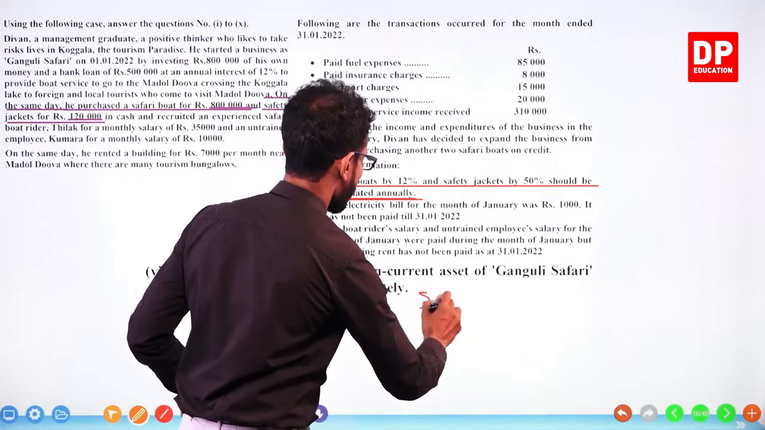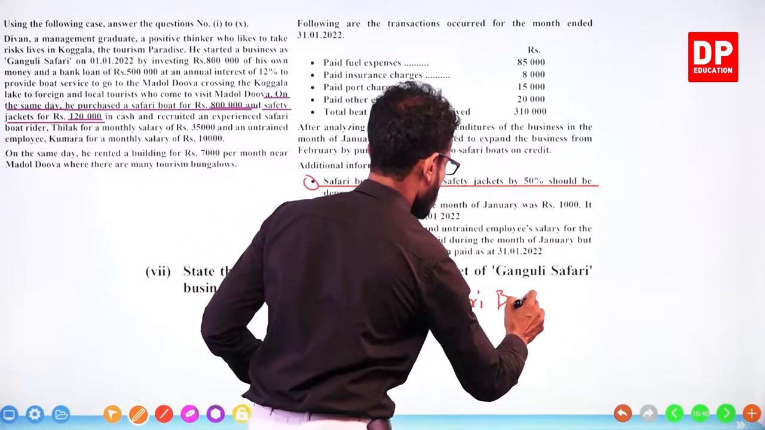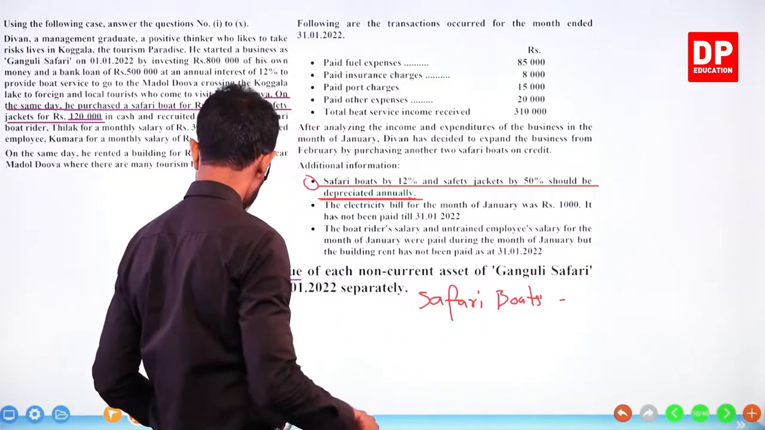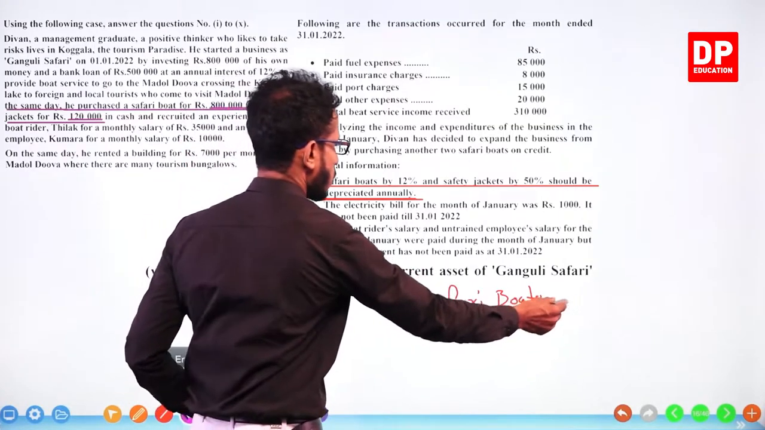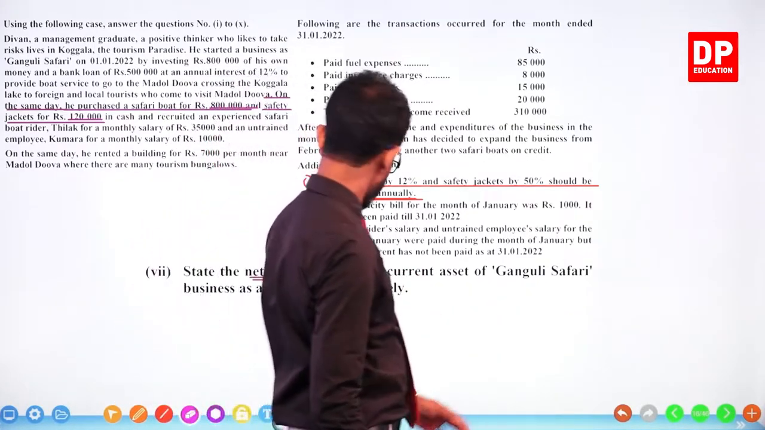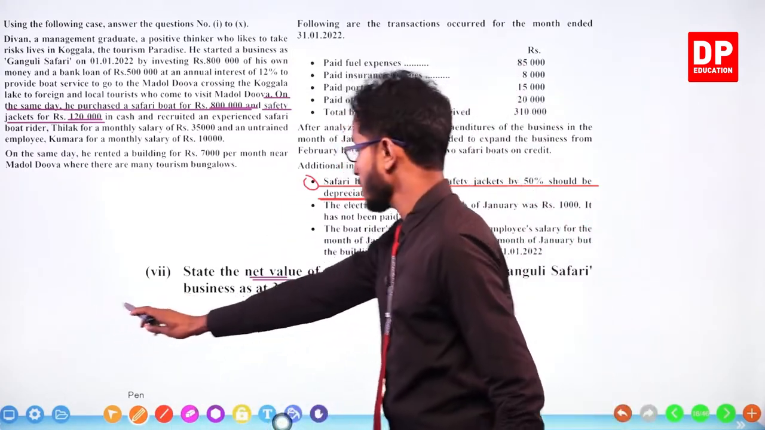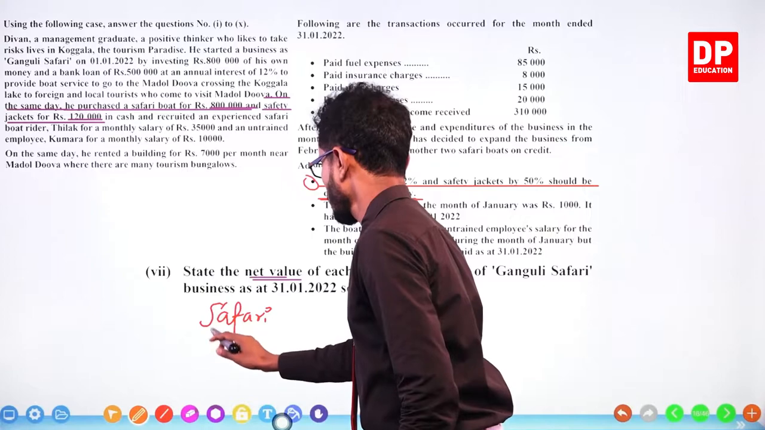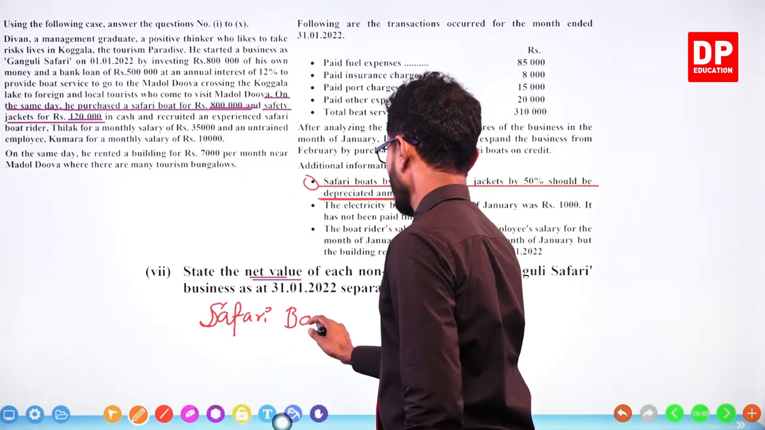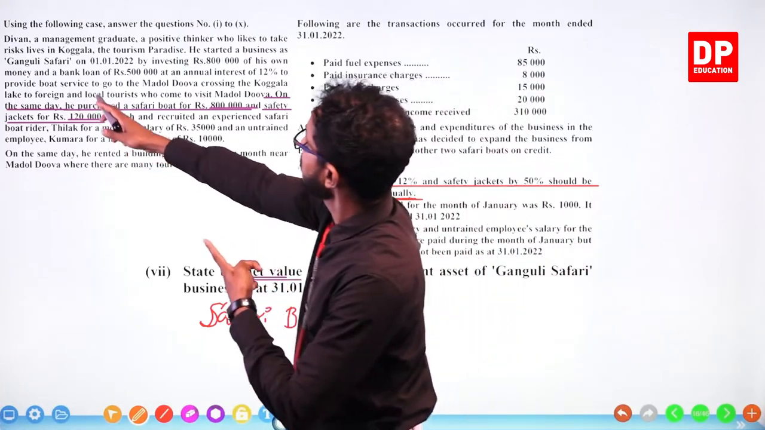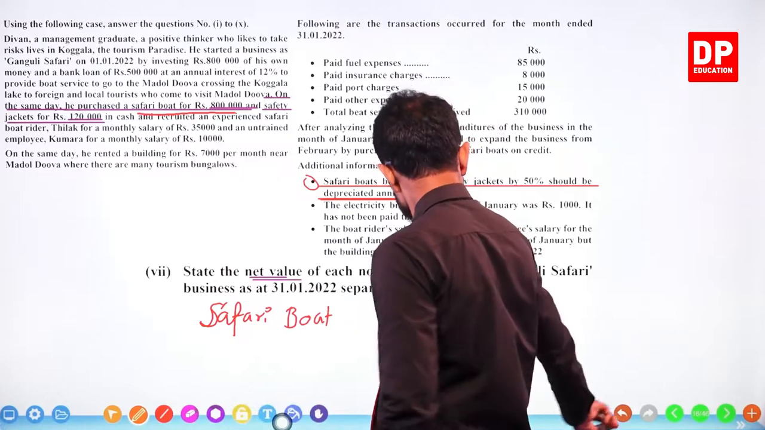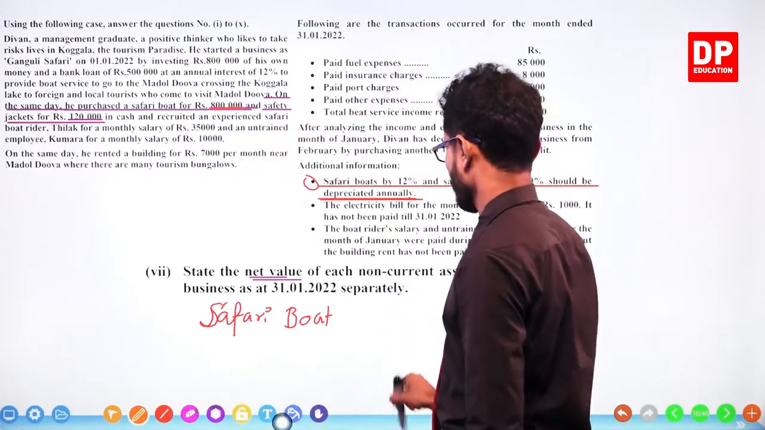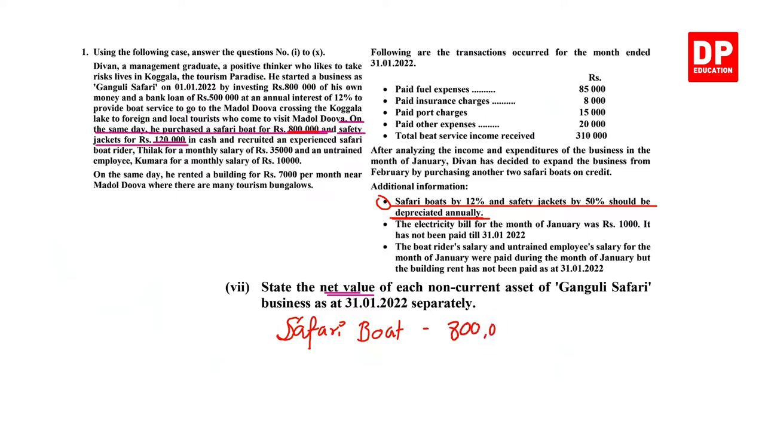So, let's write safari boats. If you don't have space here, let me start it somewhere here. Safari boats. What is the cost of the safari boat? Here, 800,000. Okay. 800,000 into 12%, 12/100. What is the value?